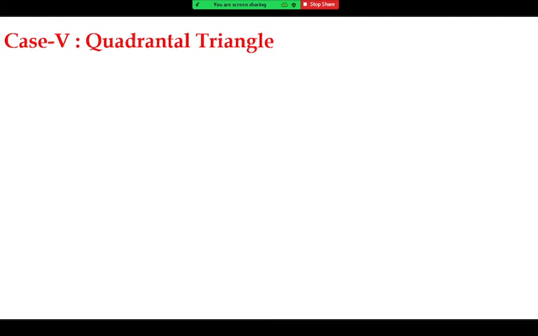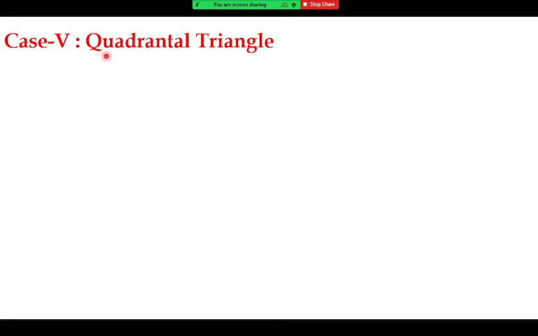Okay, so today we'll start here. Case 5, quadrantal triangle. There is too much similarity between the problems of a right angle triangle and a quadrantal triangle. Now, anyone knows the definition of a quadrantal triangle? What is the meaning of quadrantal triangle? Any idea?